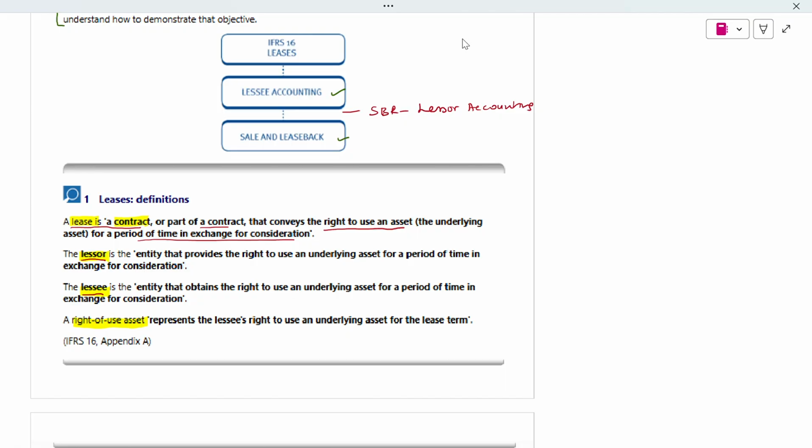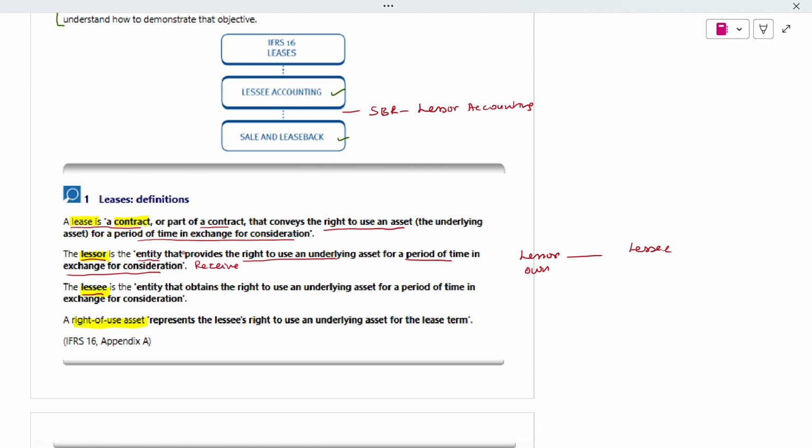A lessor is the entity that provides the right of use of an asset for a period of time in exchange for consideration. They will receive the lease payments. Initially he was the owner. The lessor is the owner, and he gives it to the lessee.